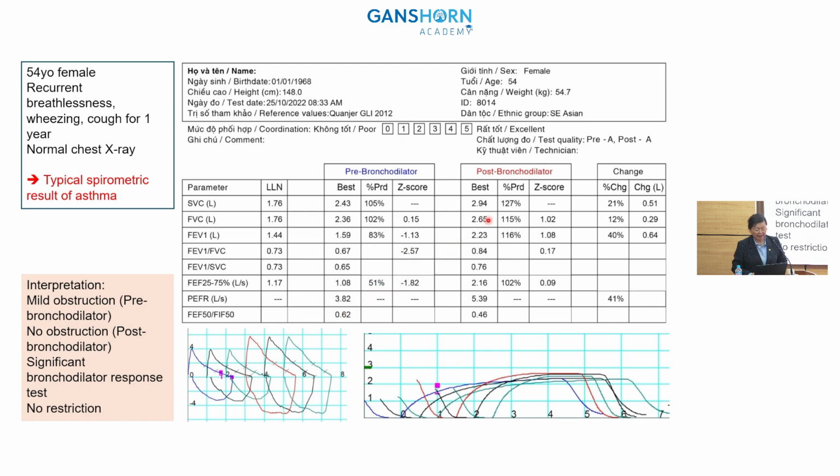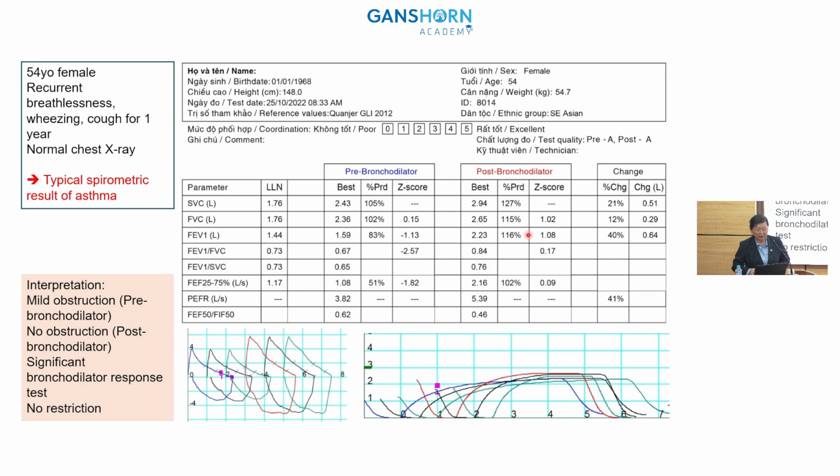And then for the post-bronchodilator test, you see that they have a very good bronchodilator test response. The patient does not have obstruction anymore. The ratio now is 0.76. It is bigger than the lower limit of normal. So, fully reversible.